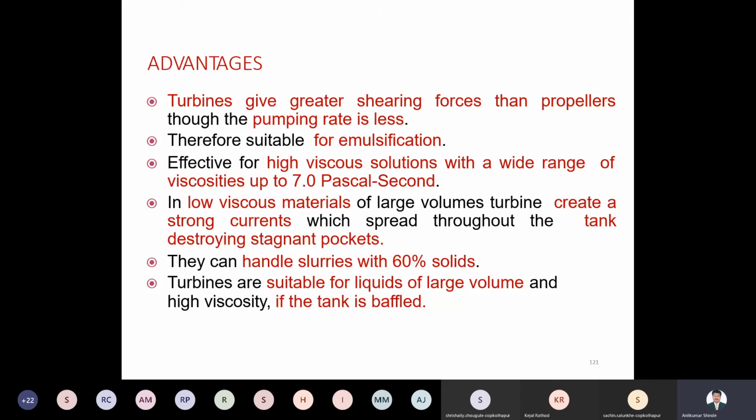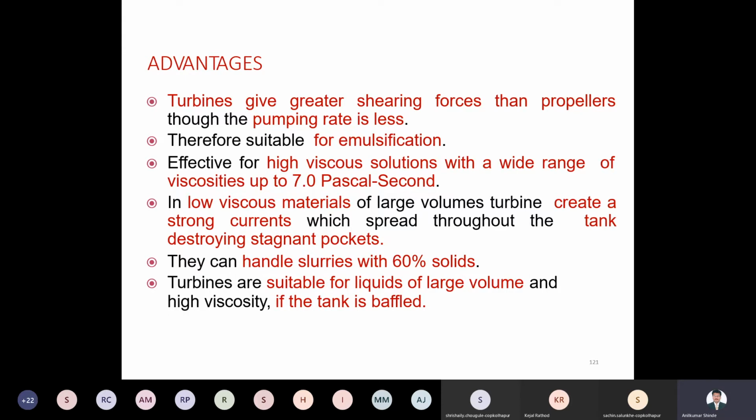So the advantages of the turbine mixer: a turbine gives greater shearing force than a propeller. That is one of the advantages, right? A turbine gives greater shearing force than propellers at low speed. At low speed it gives the highest shearing force, right? Therefore, these turbine mixers are used for emulsification.